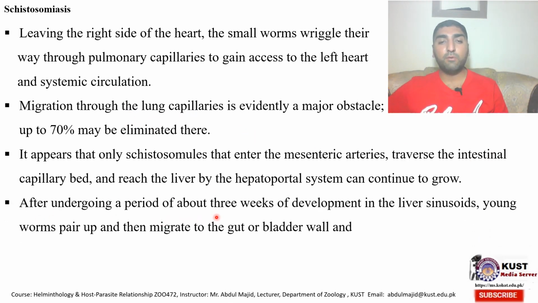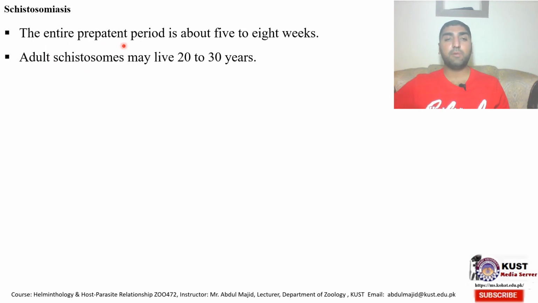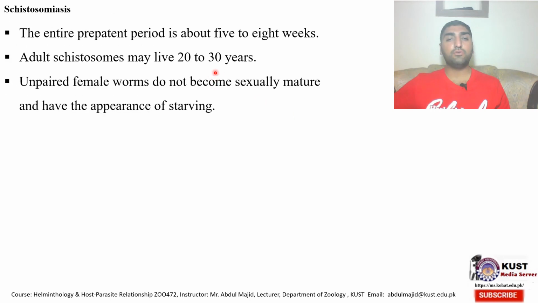After undergoing a period of about 3 weeks of development in the liver sinusoids, the young worms pair up. Pairing up means that the female goes inside the gynecophoral canal, and when they pair up, they migrate to the gut or bladder wall and begin producing eggs there. The entire prepatent period is about 5 to 8 weeks. Adult schistosomes may live 20 to 30 years.